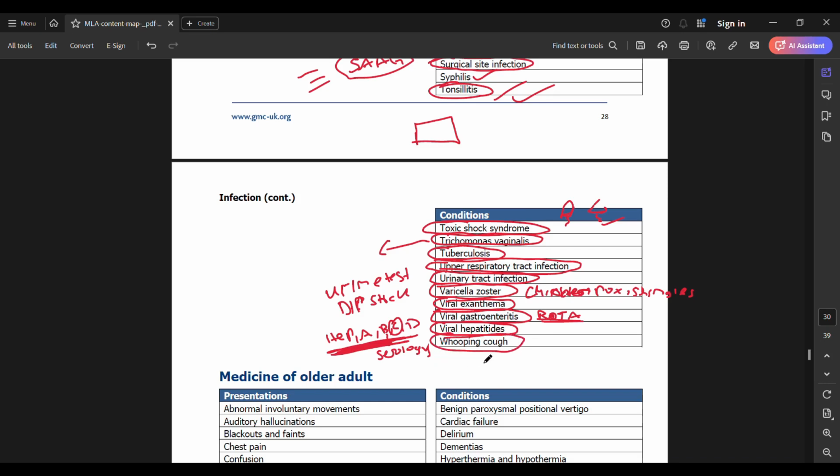Next, you have whooping cough. So pertussis or whooping cough, know the organism, know how you're going to manage the patient, know the red flags, and what you're going to do in these cases.